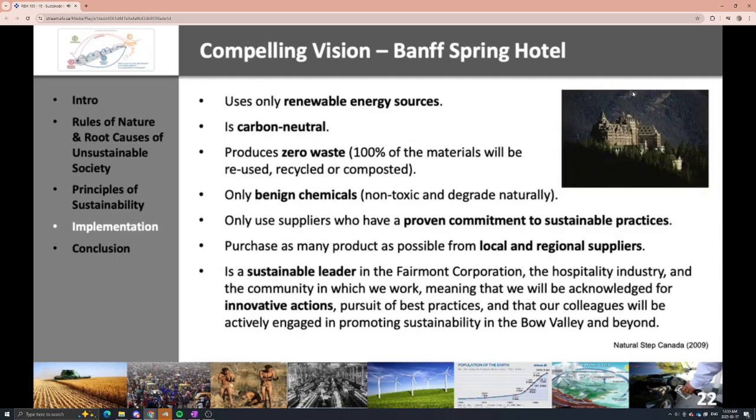This slide shows the compelling vision that Banff Springs Hotel in Banff, Alberta came up with. We won't go into the details here, but you can see that there are many similarities to the vision that the District of North Vancouver had, but also differences because the needs and abilities of a hotel are very different from what a municipal district can do. So it's necessary to realize that the compelling vision is going to be different for different people in different organizations.